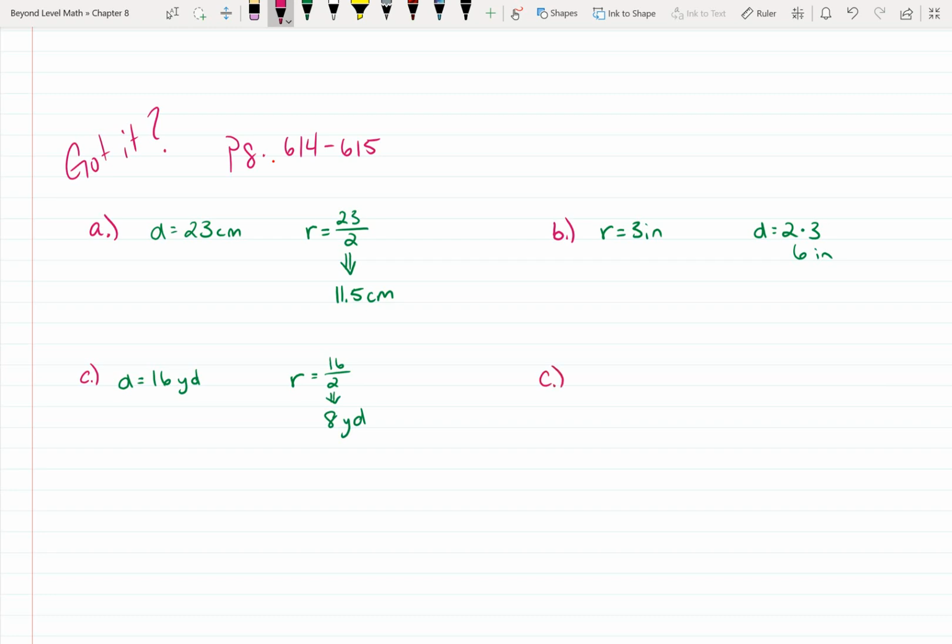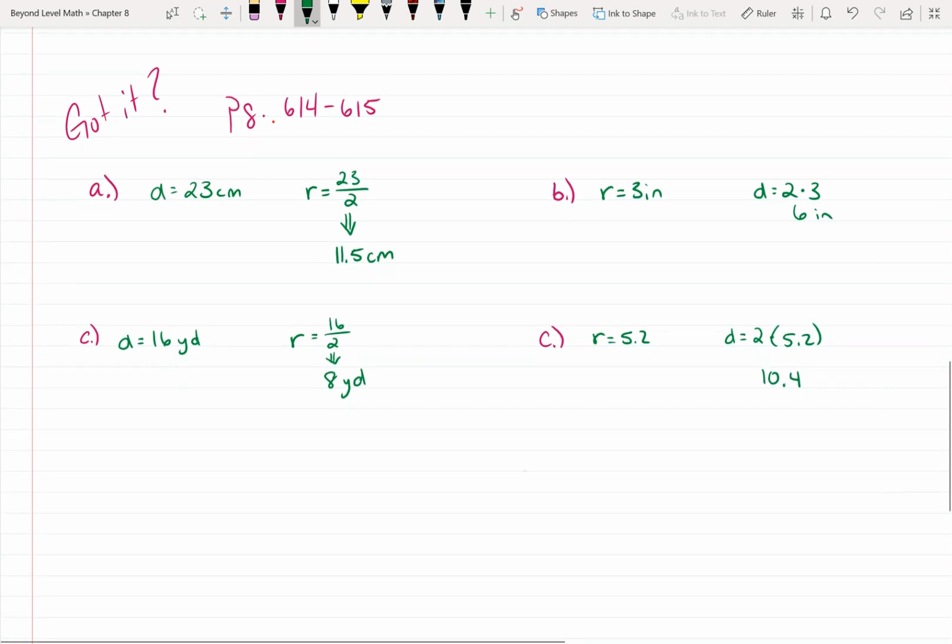Let's see, R equals 5.2. And if diameter is 2 times R, 2 times 5.2, then D equals 10.4. Oh, it doesn't have units. Interesting. Yep, so it's just 10.4.